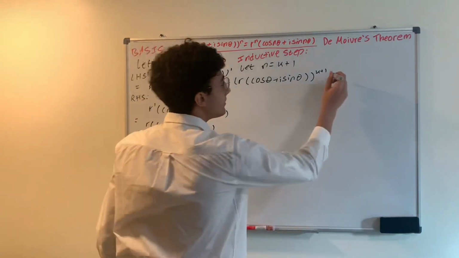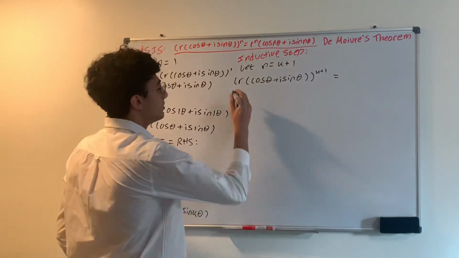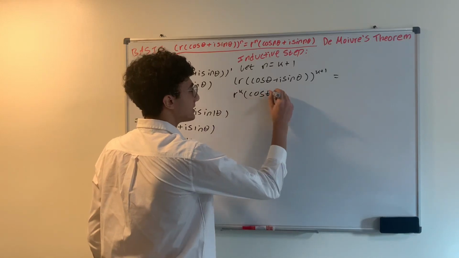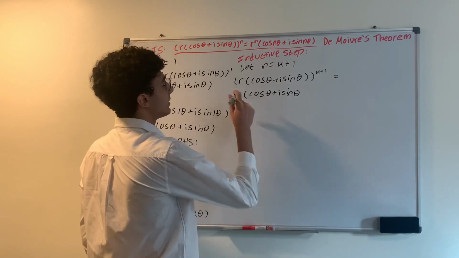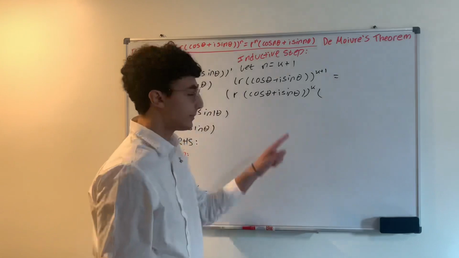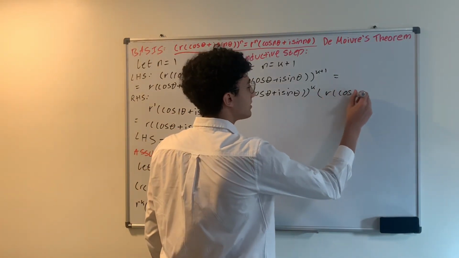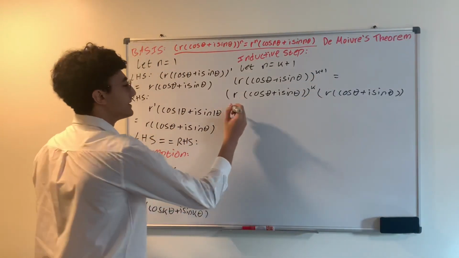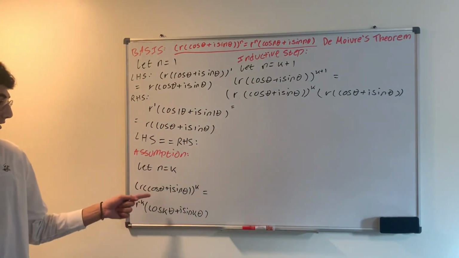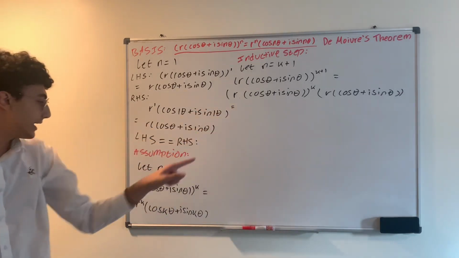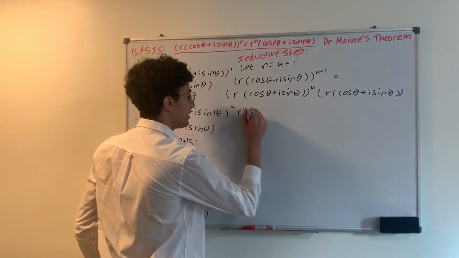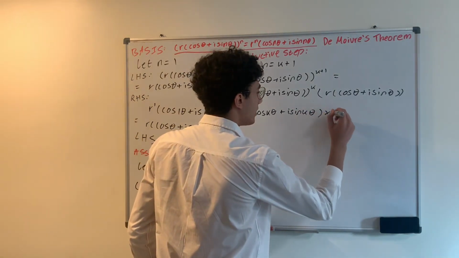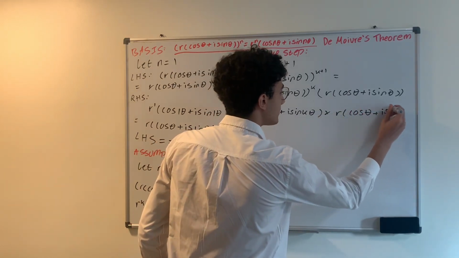We can split this up into two different parts using our power rules. So this is the same as saying r to the k multiplied by cos theta plus i sine theta, to the power of 1. Multiplying these two will give you that. Now we can ask, what is this equivalent to? Under our assumption that we have down here, we've got the same factor here, so we can rewrite that as this. Using that, we can say r to the k multiplied by cos k theta plus i sine k theta, all multiplied by r cos theta plus i sine theta.